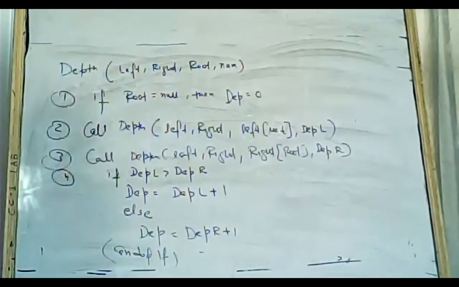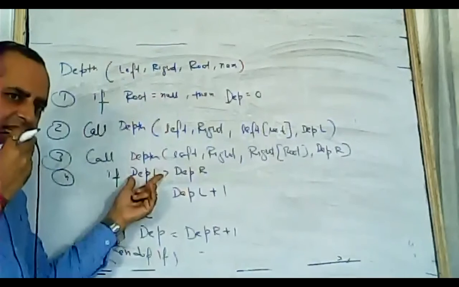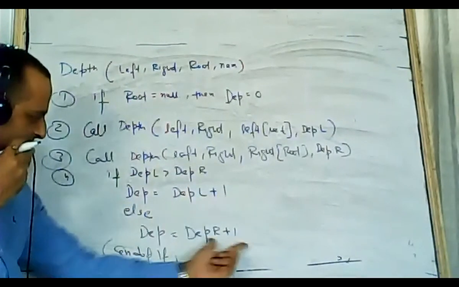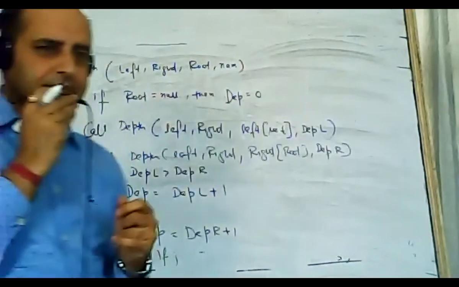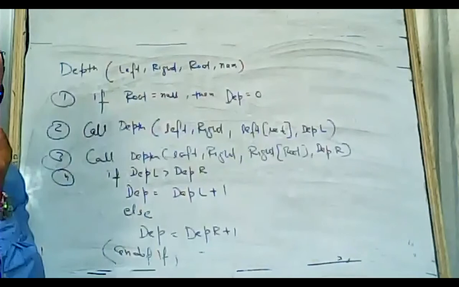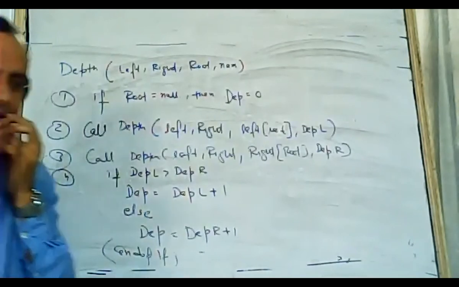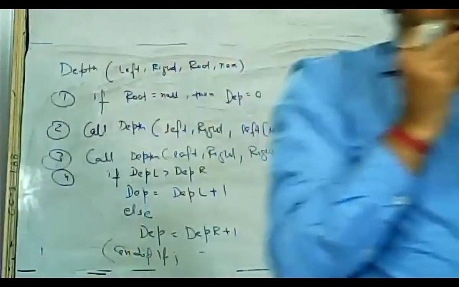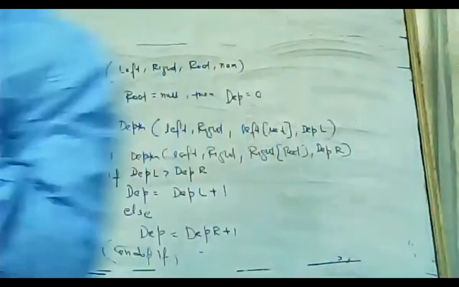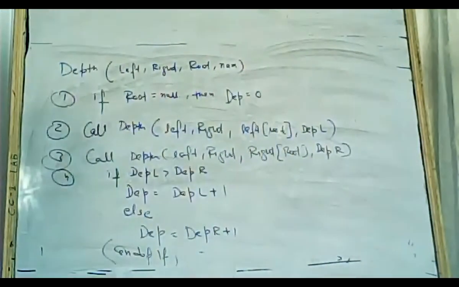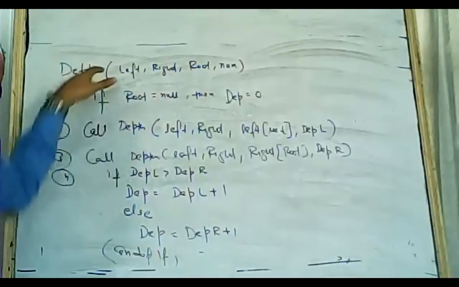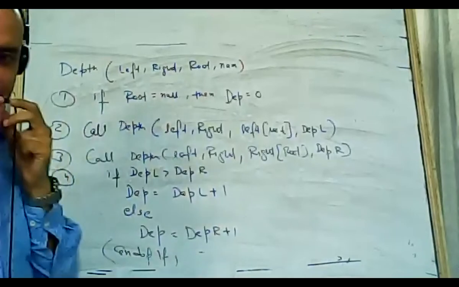लेफ्ट की डेप्थ ज्यादा है राइट से, तो वो मेरी डेप्थ होगी, उसमें एक ऐड कर दूंगा रूट के लिए. नहीं तो राइट की ज्यादा होगी, उसमें एक ऐड कर दूंगा रूट के लिए. Is it easy now? Yes, sir. This question has already come in one of your final examinations. Counting and depth are both recursive algorithms, because the depth function is calling itself. Yes or no?